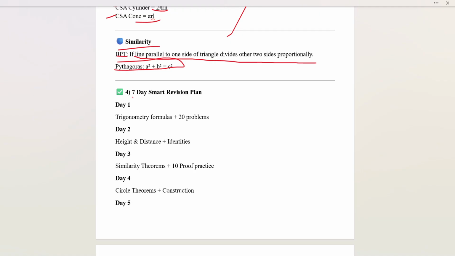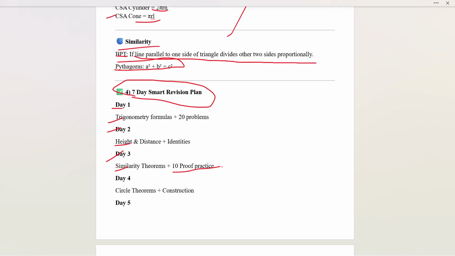It is a 7-day smart revision plan for your exams. The 7 days are not remaining, it is 6 only. So for that, day 1 is trigonometric formulas plus 20 problems. Day 2 is height and distance plus identities. For day 3 it is similarity theorems plus 10 proof practice.